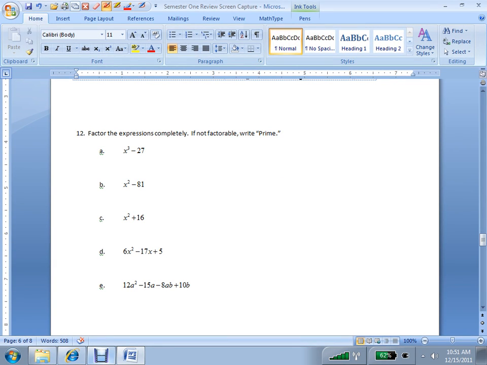Ready to do some factoring? Well, let's first always look at the power. If this is x to the third, I know I must use one of my cubic formulas. I'm going to write them both down for you right now. These you should have memorized.